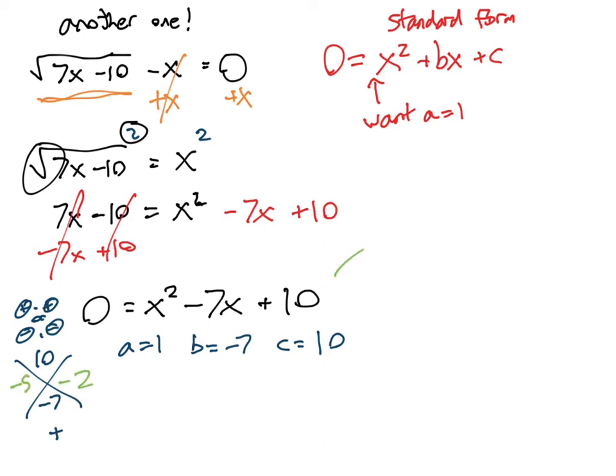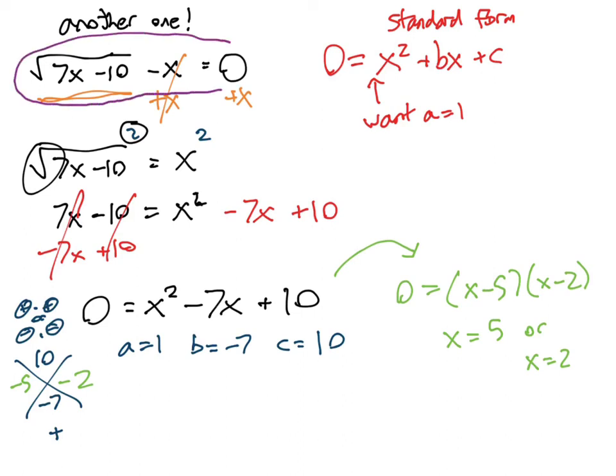So now we can separate this polynomial into its factors. X minus 5 times x minus 2. And if we set those factors equal to 0 and solve, that will give us two possible solutions. X is equal to positive 5 or x is equal to positive 2. Well, those are the solutions to this polynomial equation, but we also want to make sure that those solutions work in our original radical equation that we had started with up here.